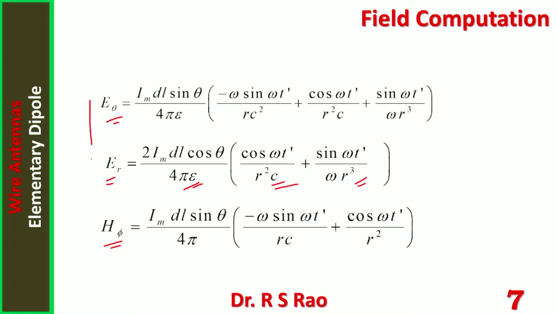Here notice in the expressions of these fields, certain components are varying inversely with r cube, some are varying inversely with r square, some are varying inversely with r in E theta. In Er also, one part is varying inversely as r square, another part is varying inversely as r cube. In H phi only inverse r component and inverse r square component parts are there. So this is an important observation. Variation with inverse r, variation with inverse r square, variation with inverse r cube. These three variations are there in the fields.